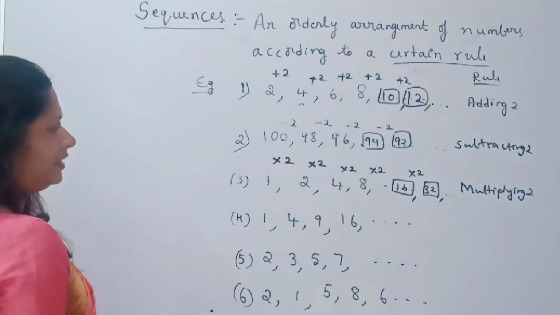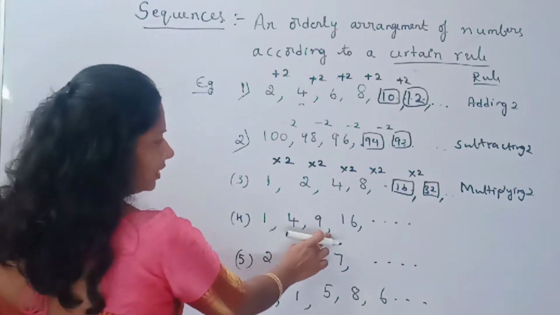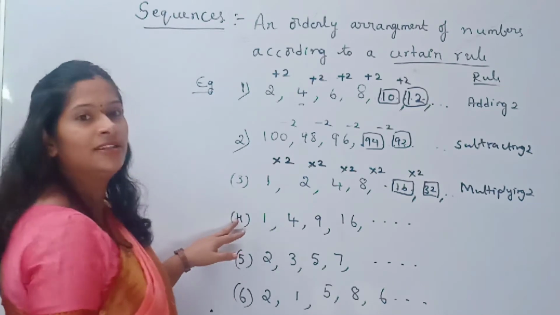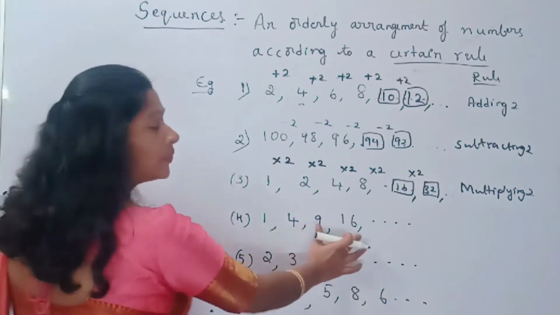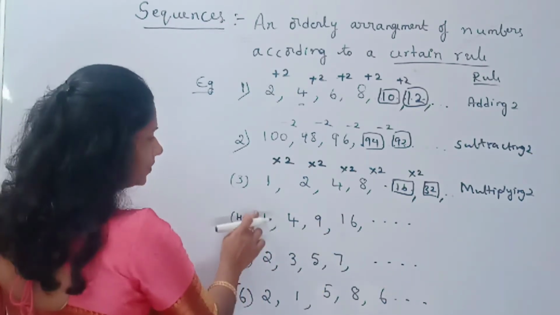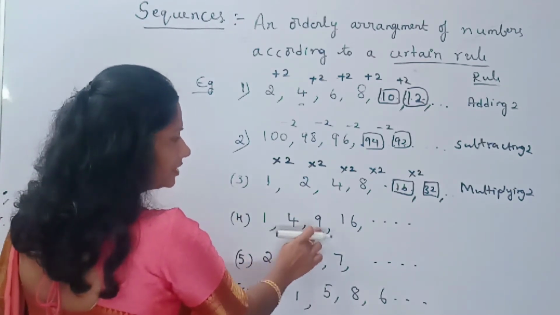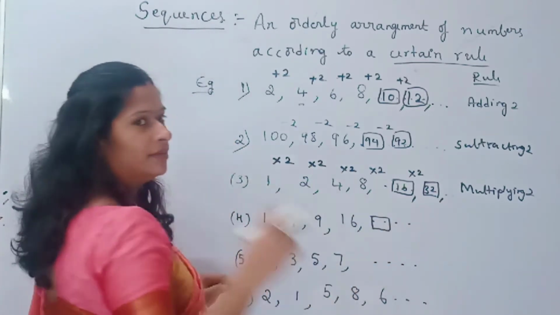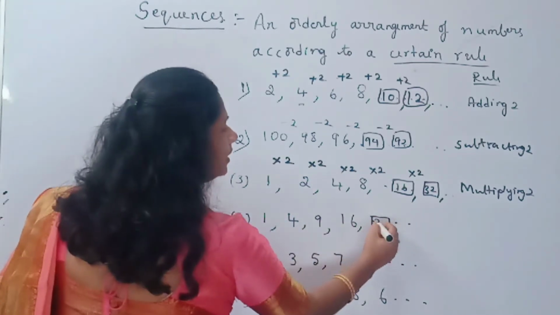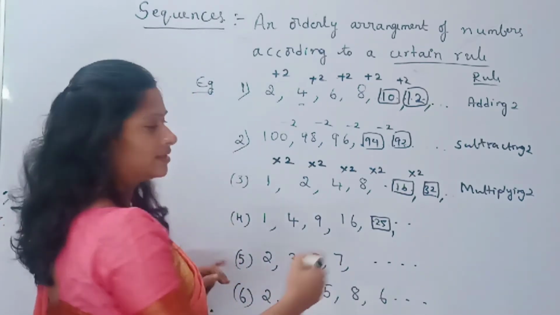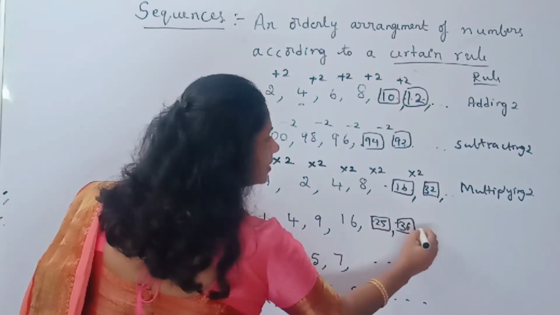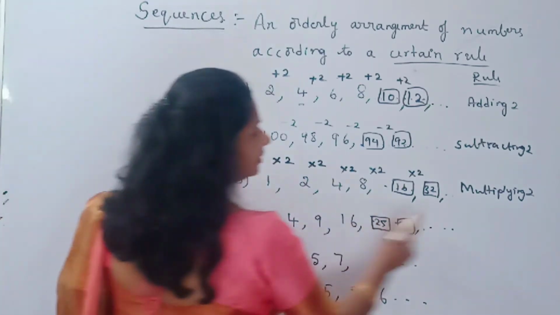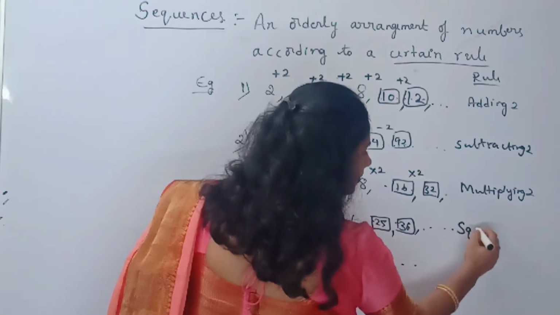See the fourth sequence: 1, 4, 9, 16 and so on. What are these numbers actually, children? These are square numbers, isn't it? 1 square is 1, 2 square is 4, 3 square is 9, 4 square is 16. So what will be my next number? 5, and 5 square is 25. Next number is 6, 6 square is 36 and so on. So the rule behind this sequence is that they are square numbers.